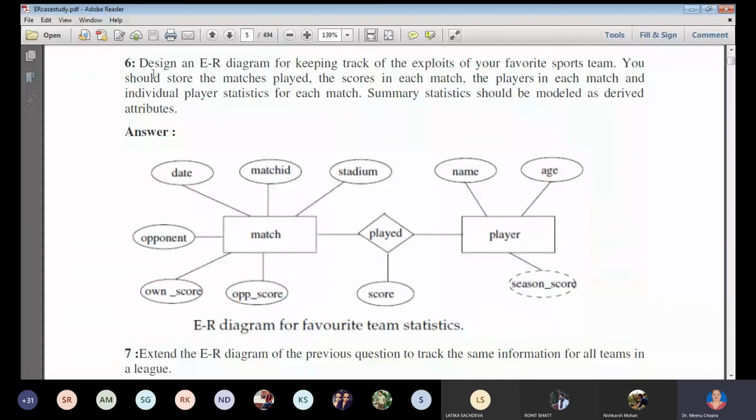You should store the matches played. जितने matches played हुए हैं उनको आपको score रखना है. Score of each match. Now this is the score. This is the match. These are the attributes. Fine. Own score, opposition score, opponent, date, match ID, and this. And each match is played by the player. Player ka detail, name, age, and now this is the derived. Fine. Now season score can be derived from the player.